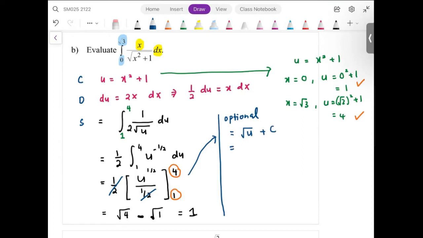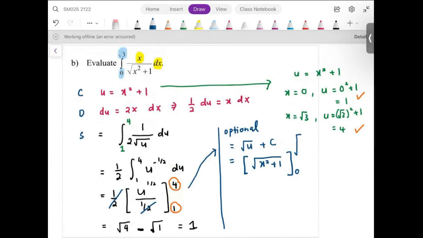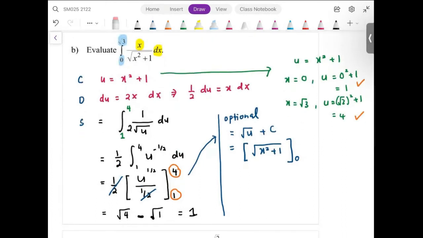So, we change back our answer in the term of x. Means that we would have now sed of x squared plus 1. And our limit, we follow the original limit from original question is from 0 up to sed 3. Gerak pula. So, up to sed 3. And then same as before, you have to substitute your limit. So here we will get sed of 3 plus 1 minus sed of 0 plus 1. So finally we will get the same answer, 1.